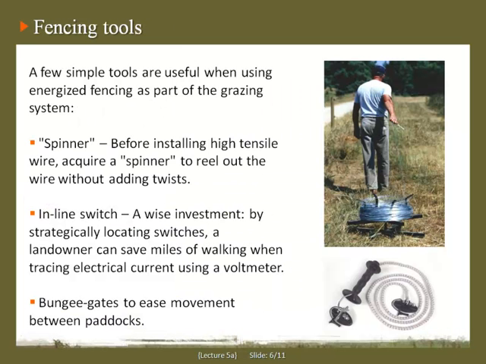There are also a few simple tools that are extremely useful when using energized fencing as part of the grazing system. The tool known as a spinner. Before installing high tensile wire, acquire a spinner to reel out the wire without adding twists, which is a frustrating chore for anyone who's had to get rid of kinks or twists while trying to set up a fence.